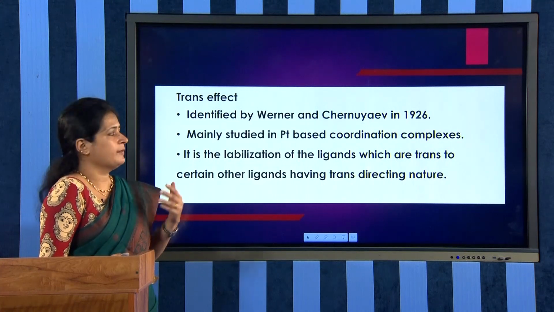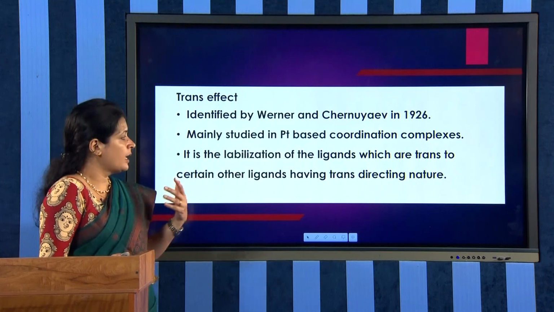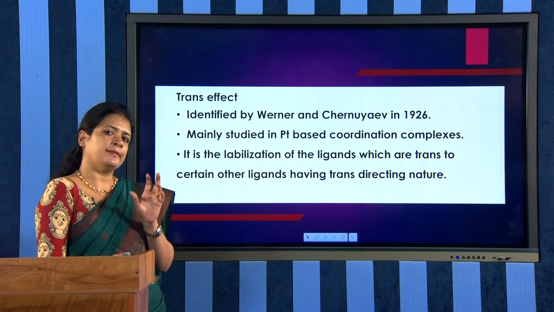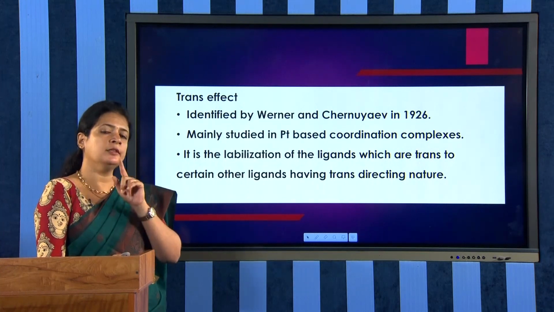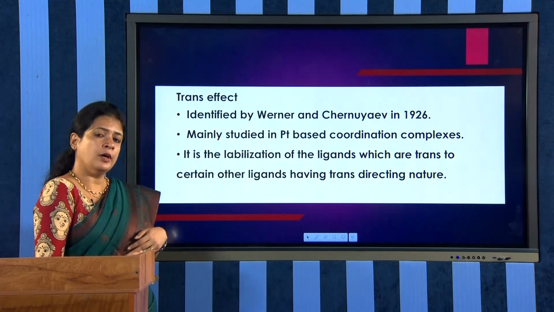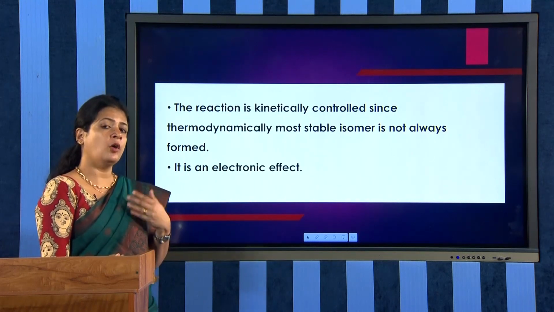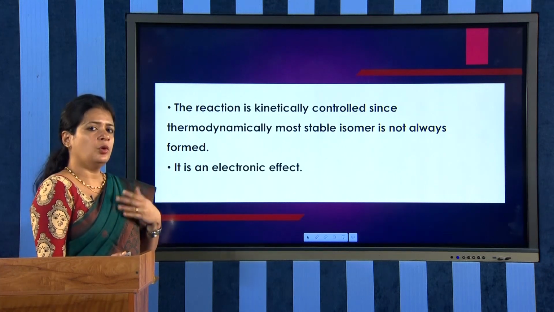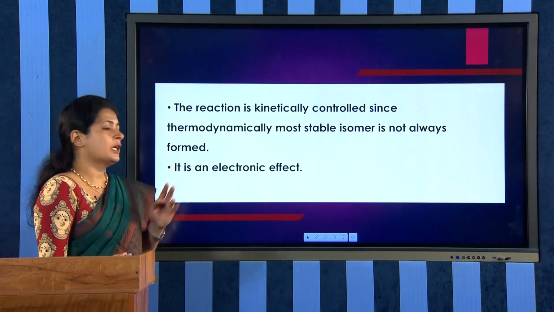And now what is trans effect? It is a labilization of the ligands which are trans to certain other ligands having trans-directing nature. So, trans effect is all about the labilization of the ligands which are trans to certain trans-directing ligands, first identified by Chernyaev and Werner. And the reaction involving the trans effect is a kinetically controlled reaction, since in this reaction thermodynamically stable products are not always formed. So, it is an electronic effect.